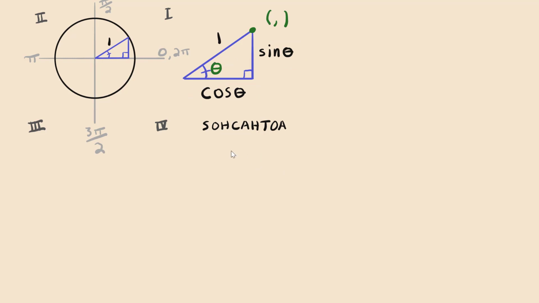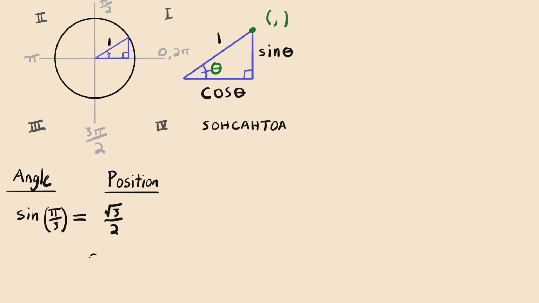So because of this, the unit circle has two parts to it: the angle and the position. If you stick the angle into a trigonometric function, you can get a position. And actually, the reverse is true. If you have a position and you do an inverse trig function on it, you can get an angle.